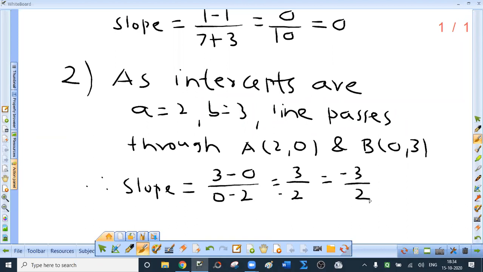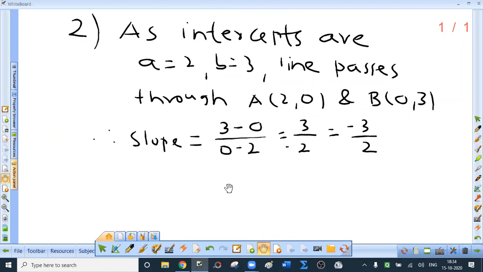You can also say that the slope is, instead of 3 minus 0, 0 minus 3. But in that case, what will be the denominator? 2 minus 0. Same thing. So this is for the second sum. Try to draw a rough sketch also.